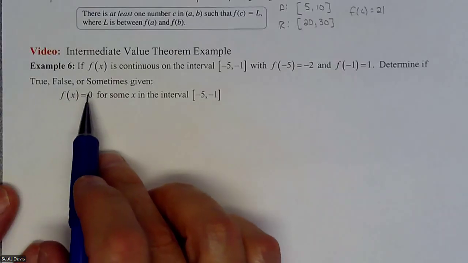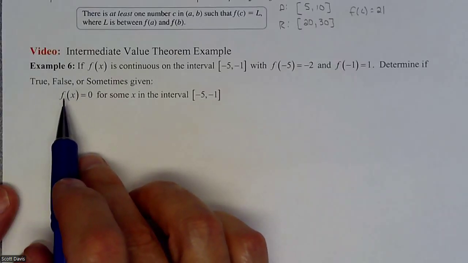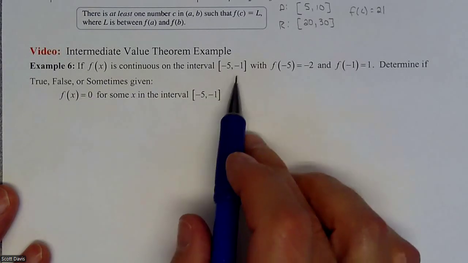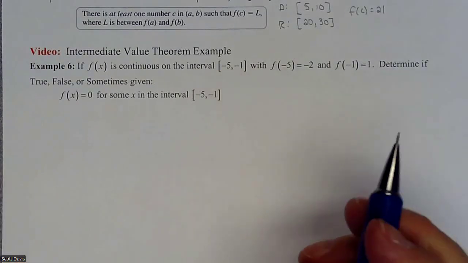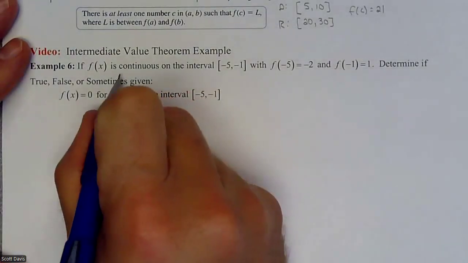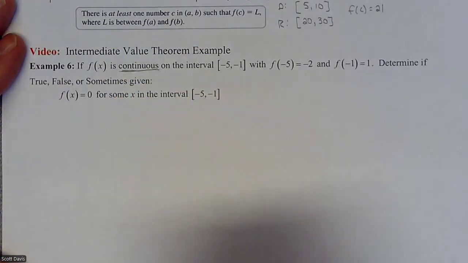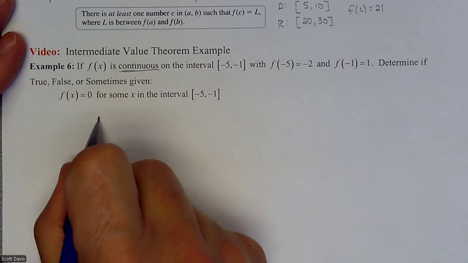F of 0: is there any possibility of f of some x equaling 0? And that x has got to be somewhere within this interval. All right, let's put all the pieces together. So this word right here is everything. Continuous. So let's draw a visual of what we've got going on.